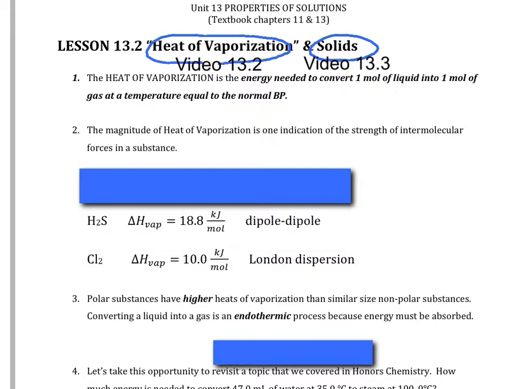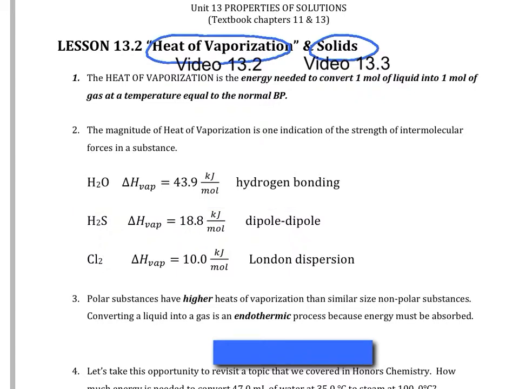Next, there's hydrogen sulfide. Hydrogen sulfide is a polar molecule, and you have dipole-dipole forces, and you can see that the heat of vaporization is almost double. Last, we'll consider water. Water has hydrogen bonding. This is the strongest of the three intermolecular forces. So we shouldn't be surprised to see that the enthalpy of vaporization is over 4 times greater for water with hydrogen bonding than it is for chlorine gas with London dispersion forces.